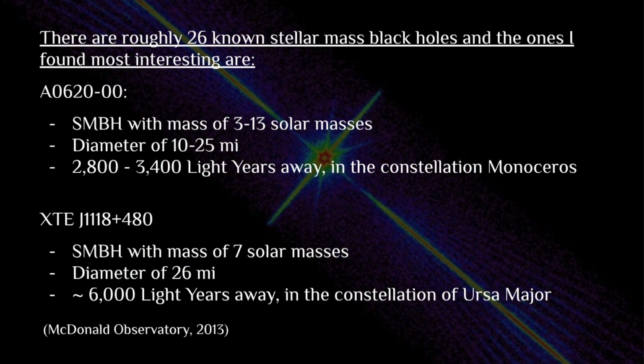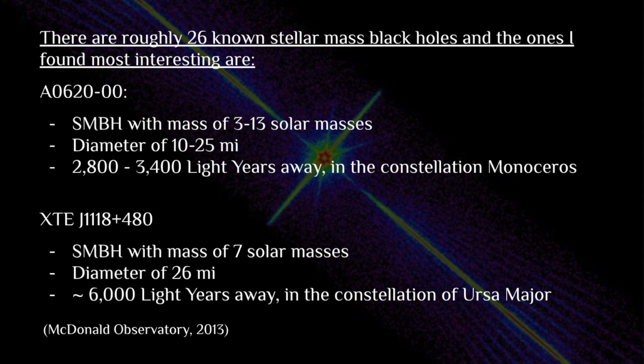There are roughly 26 known stellar mass black holes, and the ones I found most interesting are A0620-00, which is a stellar mass black hole with a mass of 3 to 13 solar masses, a diameter of 10 to 25 miles, and it is 2,800 to 3,400 light-years away in the constellation Monoceros. This stellar mass black hole is particularly fascinating since it is the closest known stellar mass black hole to Earth.